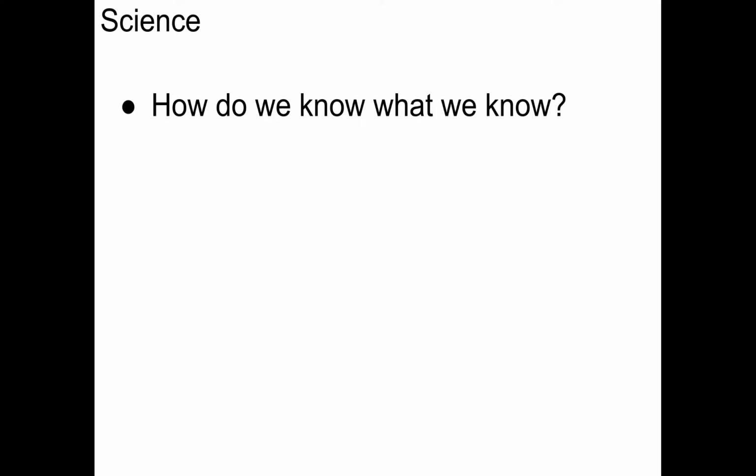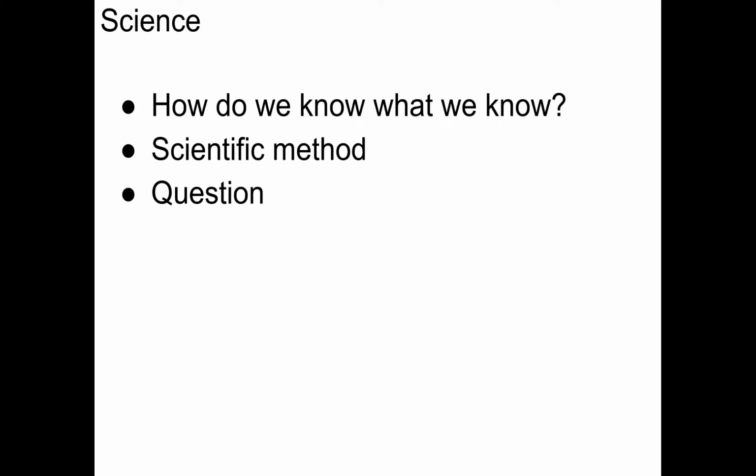So the answer is, in science, we use the scientific method. The scientific method is how scientists know what we know is true. You start with a question that you want answered. You come up with a question, you think about some reasons why that might be happening or not happening, and then you start to think about, well, how could I test that?